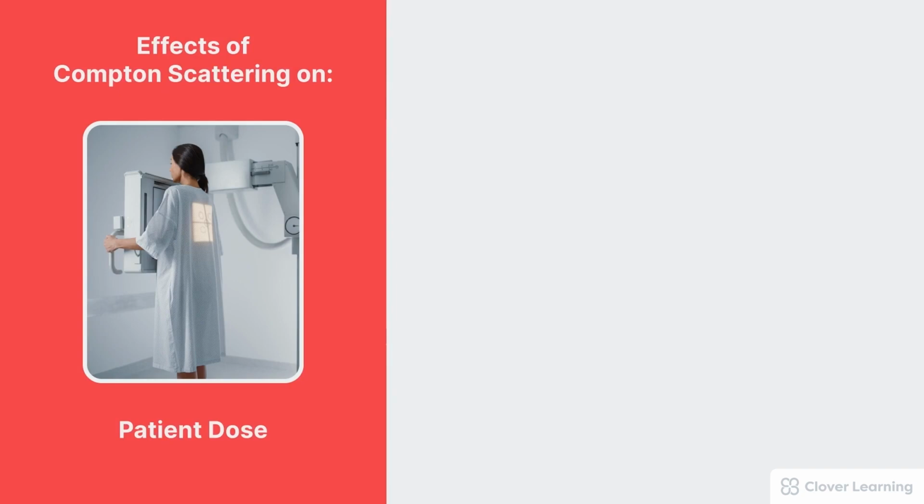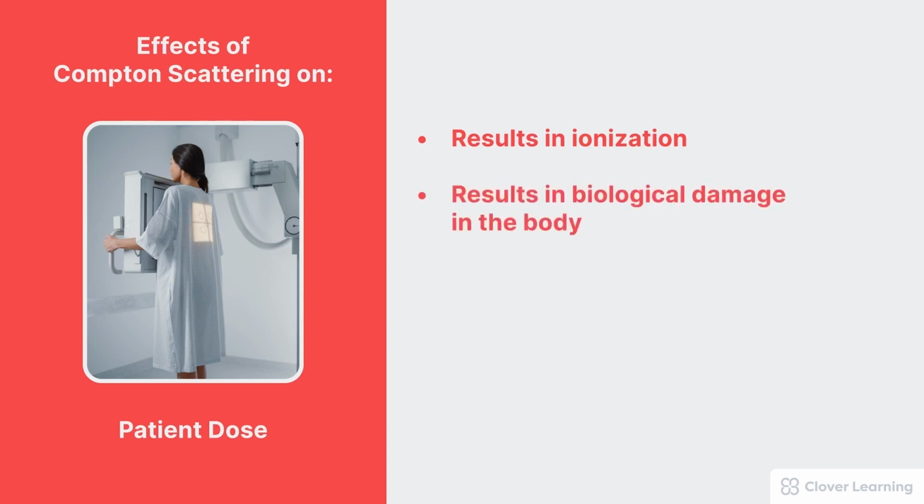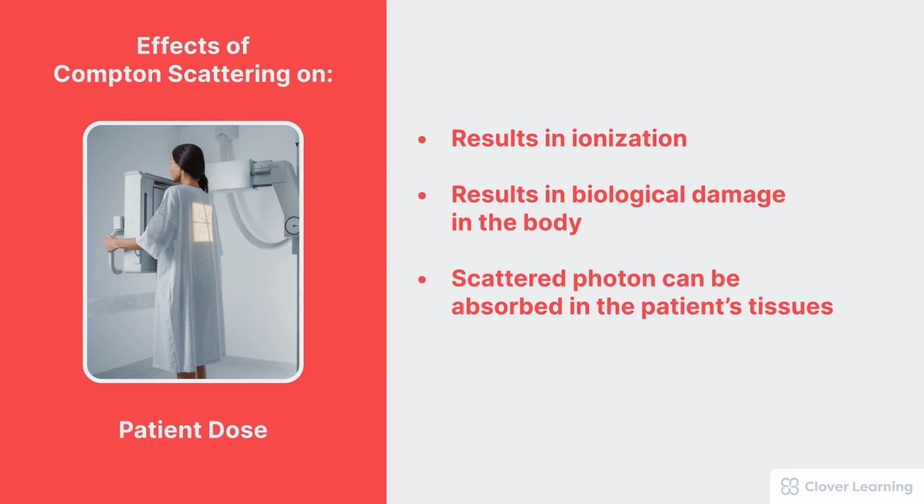We'll start by talking about patient dose. The effect of Compton scattering on patient dose is not good. Remember that Compton scattering does result in ionization. So this free electron that gets created crashes through the surrounding tissues and cells and results in biological damage in the body. The scattered photon can also be absorbed in the patient's tissues, which causes even more harm and more dose to the patient. All of this results in an increase in the patient's dose.